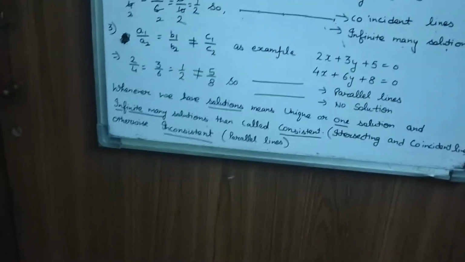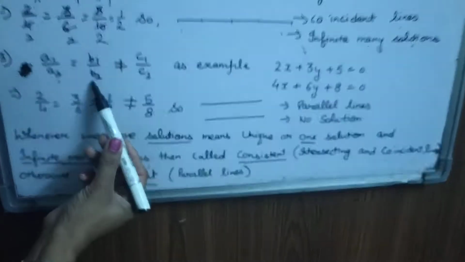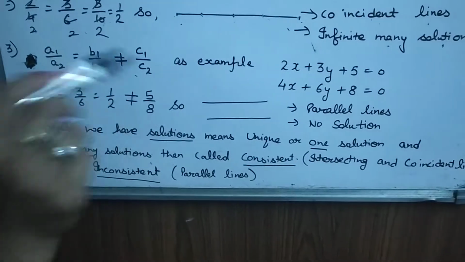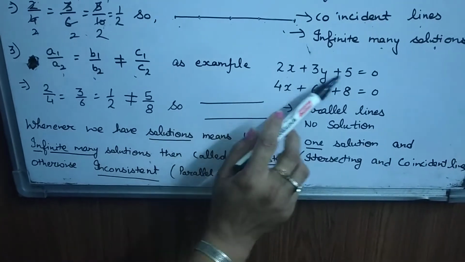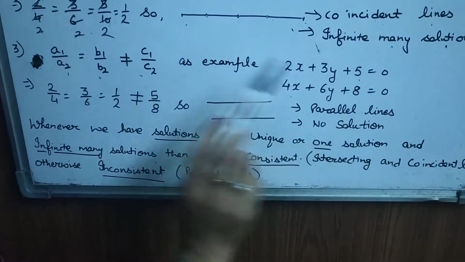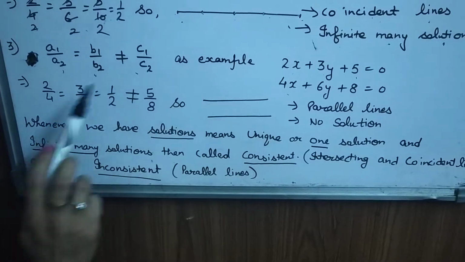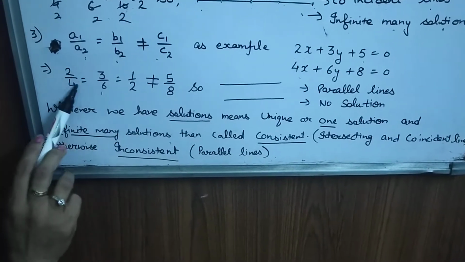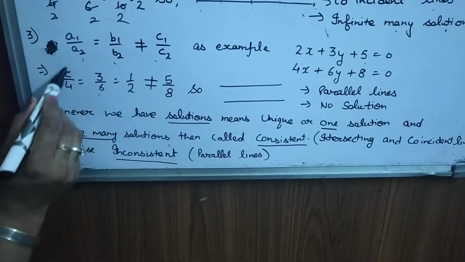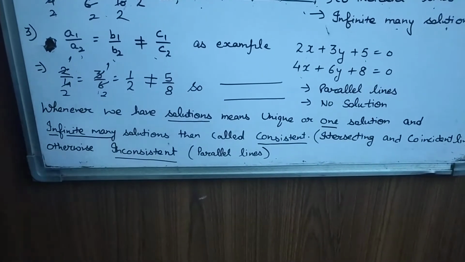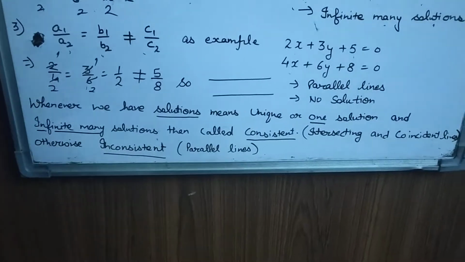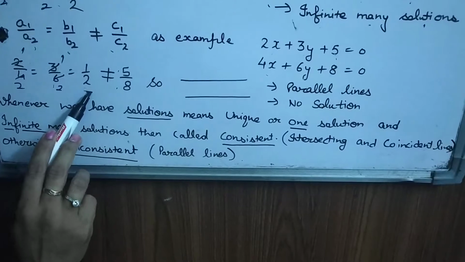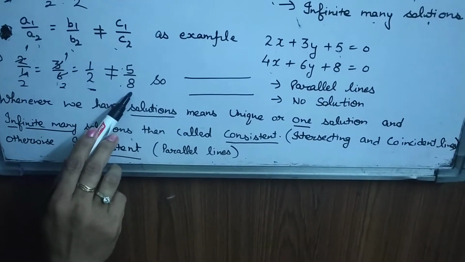Now the third form is a1/a2 = b1/b2 but not equal to c1/c2. As an example, 2x + 3y + 5 and 4x + 6y + 8. You can see a1/a2 is 2/4 and b1/b2 is 3/6. They are both equal to 1/2. But c1/c2 is 5/8. So a1/a2 = b1/b2 is not equal to c1/c2.